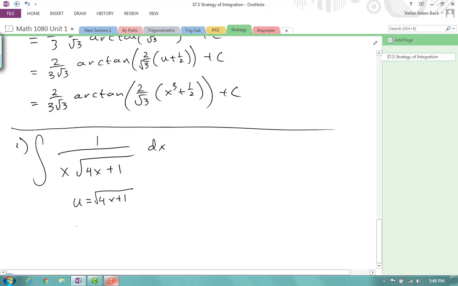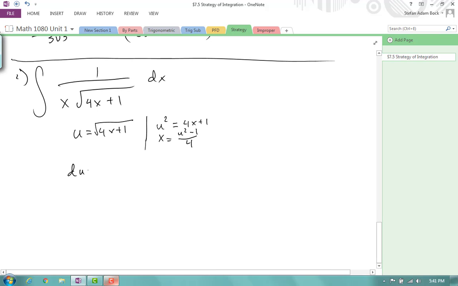then let's see here, I have u squared equals 4x plus 1, which means that x is equal to u squared minus 1 divided by 4. Okay, and my du here would be 4 over 2 square roots of 4x plus 1 dx, and I could cancel that and just have a 2 on the top.